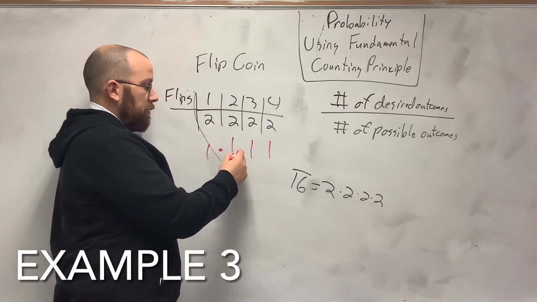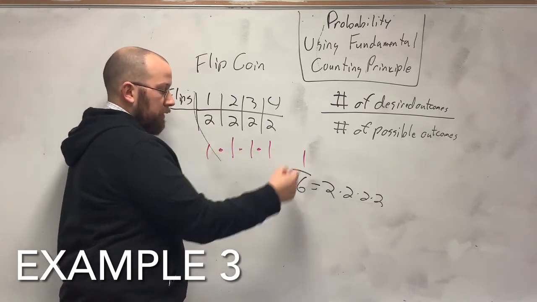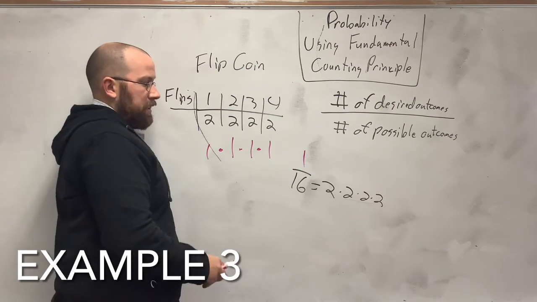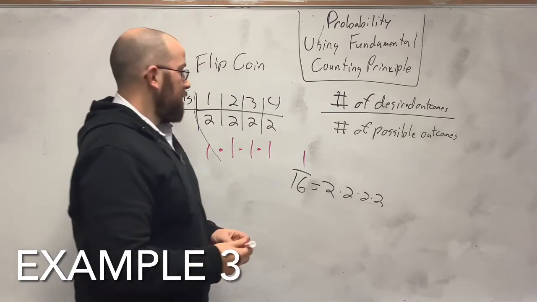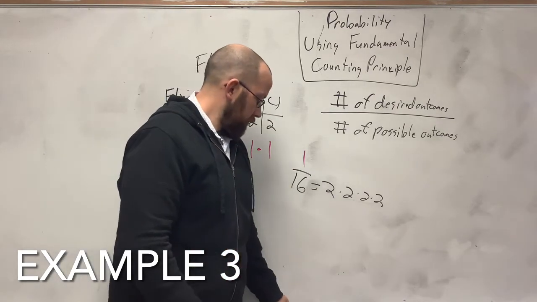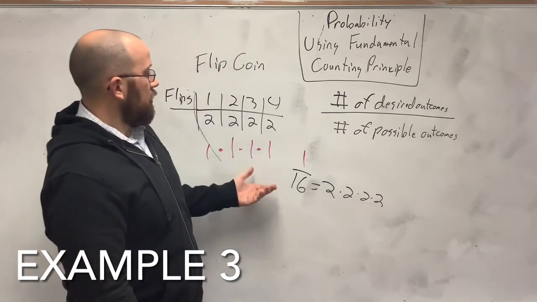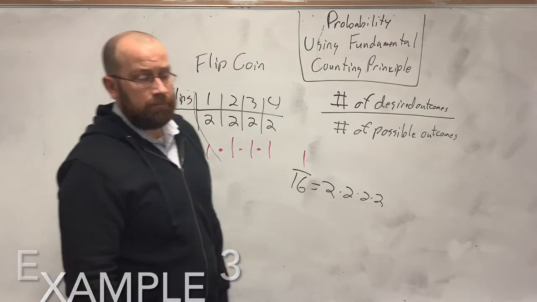So 1 times 1 times 1 times 1 gives me 1. 1 over 16 is the probability of me getting 4 heads in a row with an unbiased coin.